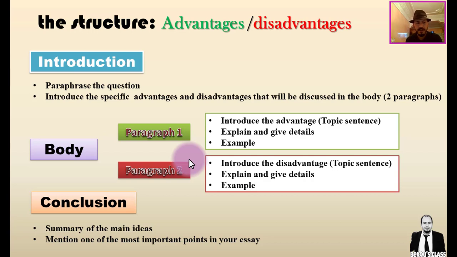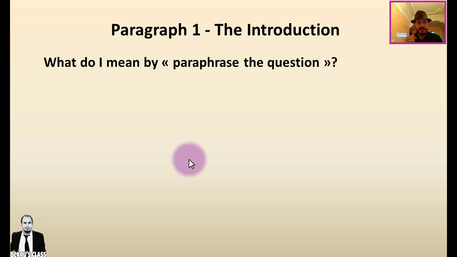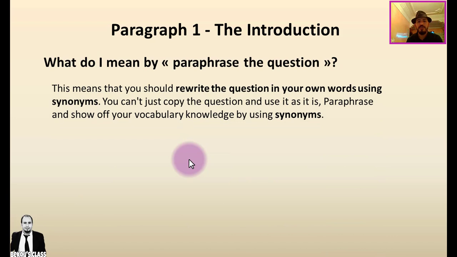So remember to follow these procedures and steps while writing your essay. We're going to elaborate more on how to write each part of the essay. Let's start with the introduction. I said at the beginning you have to paraphrase the question you are given. What do I mean by paraphrasing the question? Simply I mean that you should rewrite the question in your own words using synonyms and other vocabulary items. You can't just copy the question and use it as it is. You have to paraphrase and show your potential in writing using English.